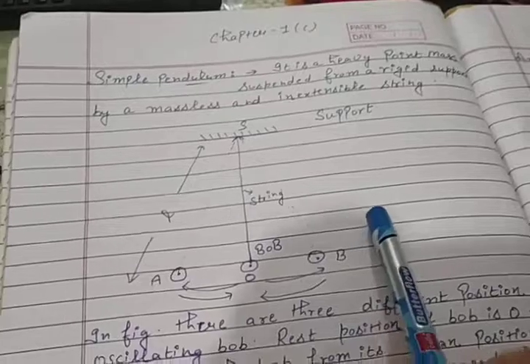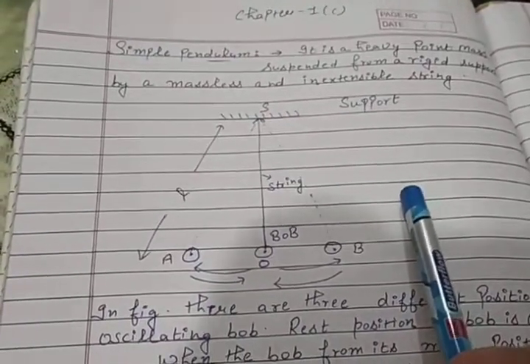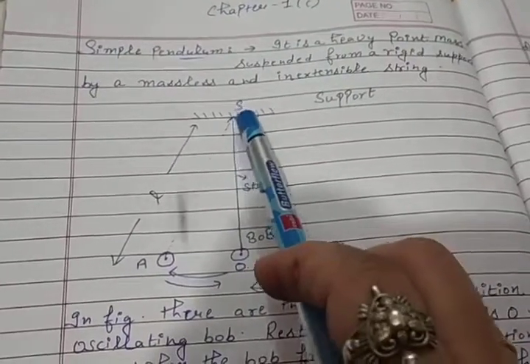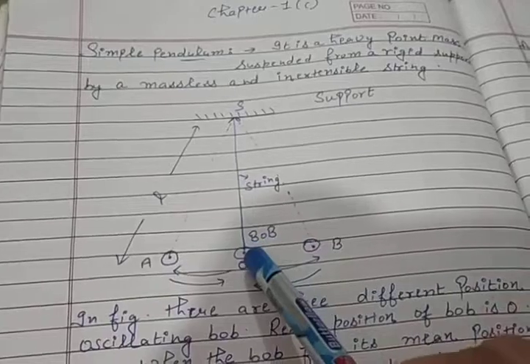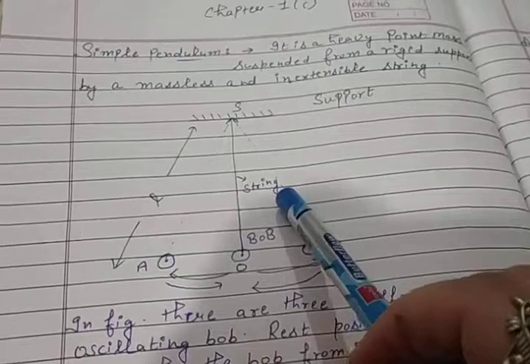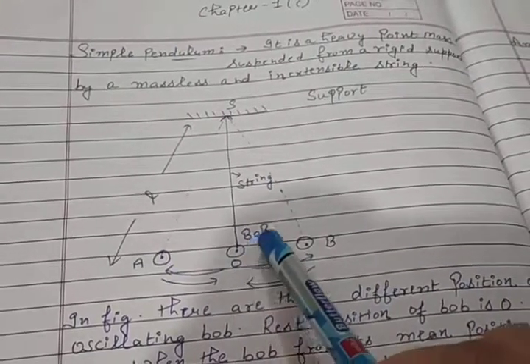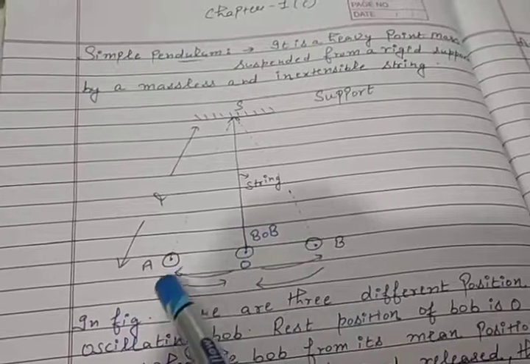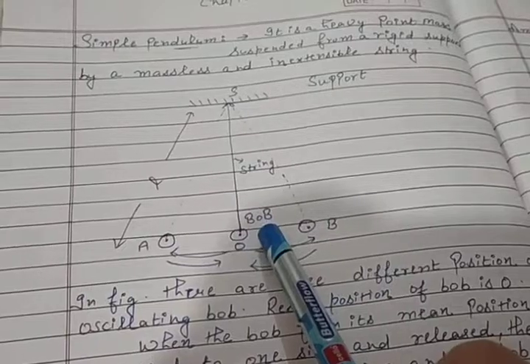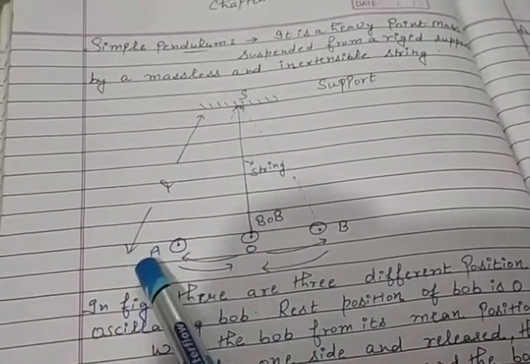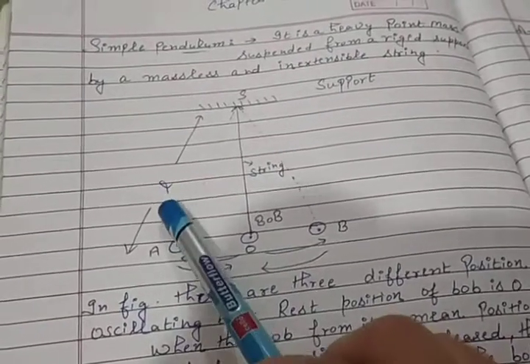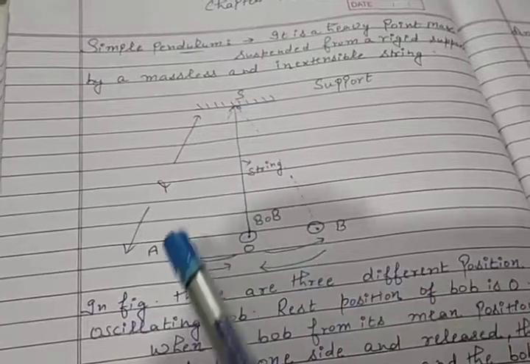Yes, this is the diagram of a simple pendulum. In this diagram, this is the rigid support S, and here is the string, an inextensible string, that means it has no mass, and here a sphere-shaped bob is given. This ball is known as the bob, and these three, A, O and B, are the three different positions of this bob. O is the mean position, A and B are the extreme positions of this bob, and L is the effective length of this string.